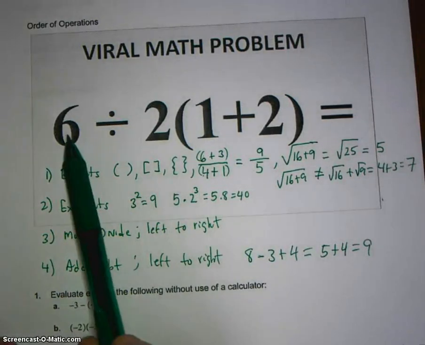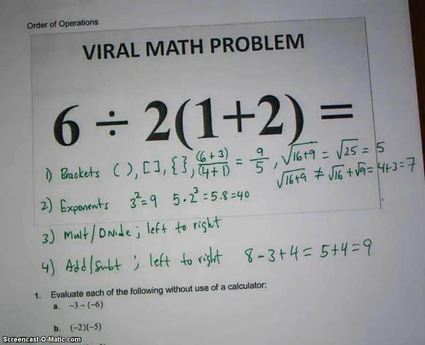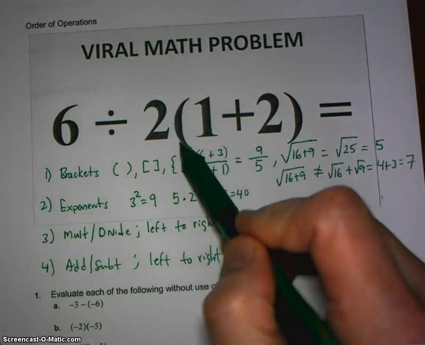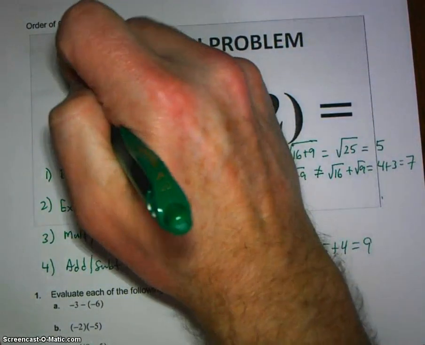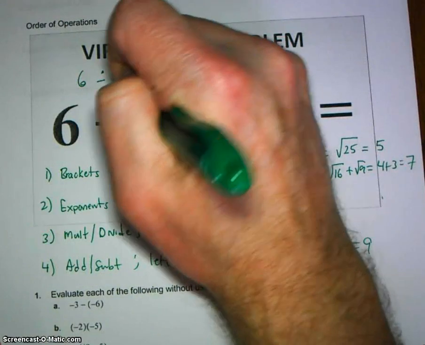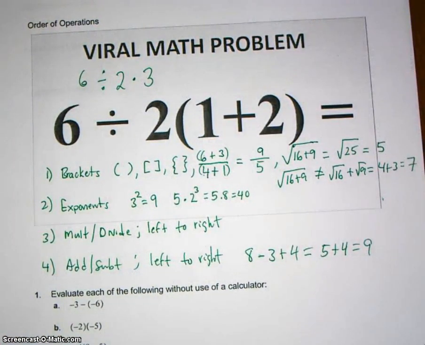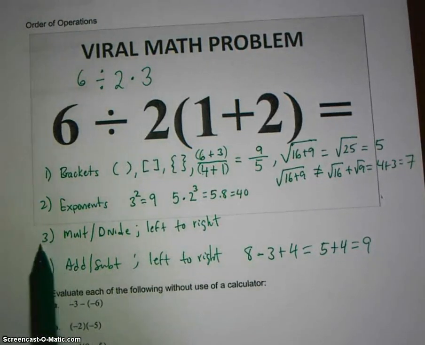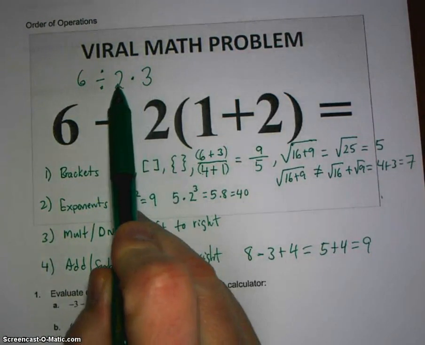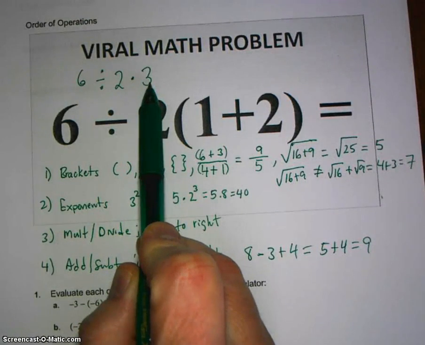Okay, so let's go back to this example that's up here and think about what you got for an answer. And let's see if we get the same answer I get. All right, we have a set of parentheses. So clearly that comes first. 1 plus 2 is 3. So this is 6 divided by 2 times 3. And here is where a lot of people will make the mistake. And it comes down to, like I said, number 3, multiply and divide. A lot of people will do 2 times 3 next. But that's not correct. Not correct at all.